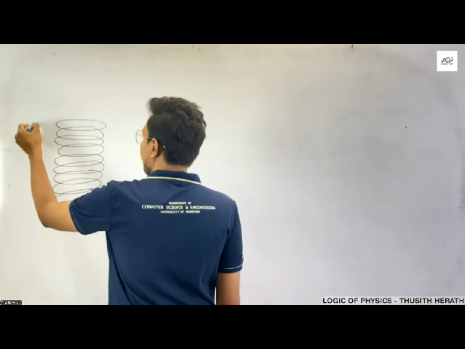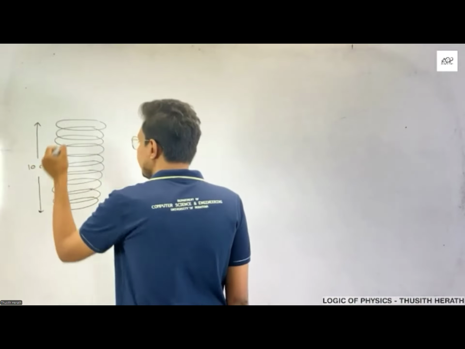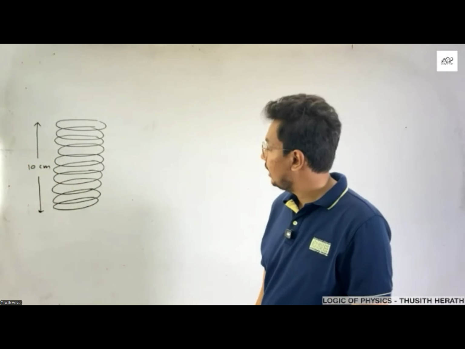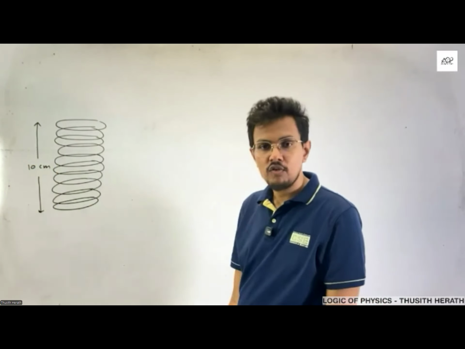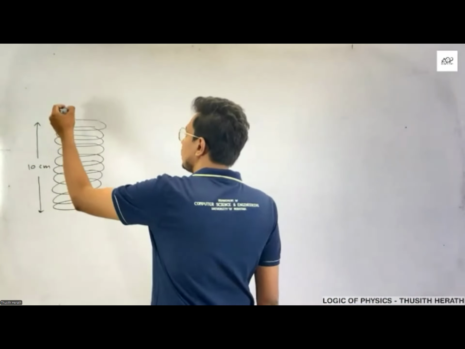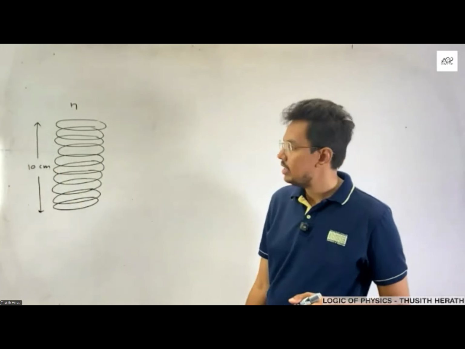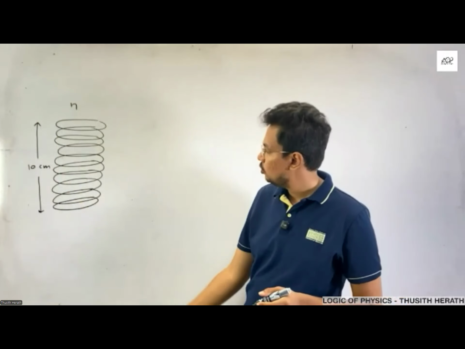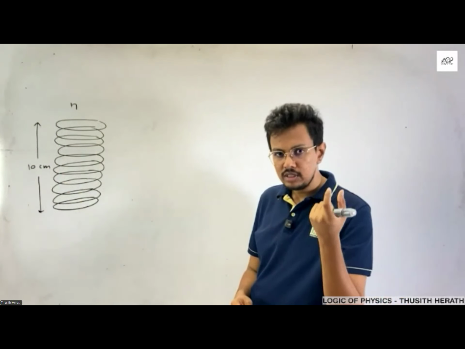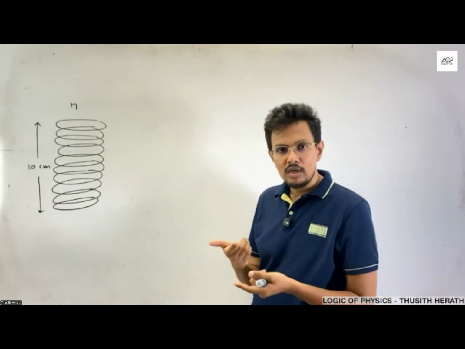This should be at least 10 centimeters. Then I can measure this height. And then to get the thickness of one coin, what should I do? If I have kept n number of coins here, I have to divide the measurement by n to get the thickness of a single coin. Got the point?